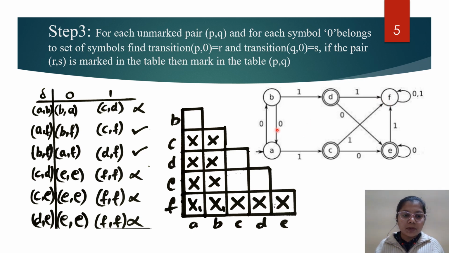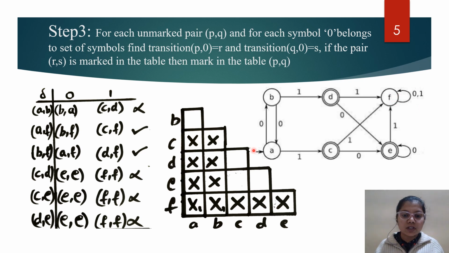Next, AF. Let's check whether AF is marked. Earlier it was not marked. Go to the next input, 1. B on accepting 1 goes to D. Next, F on accepting 1 goes to F itself.